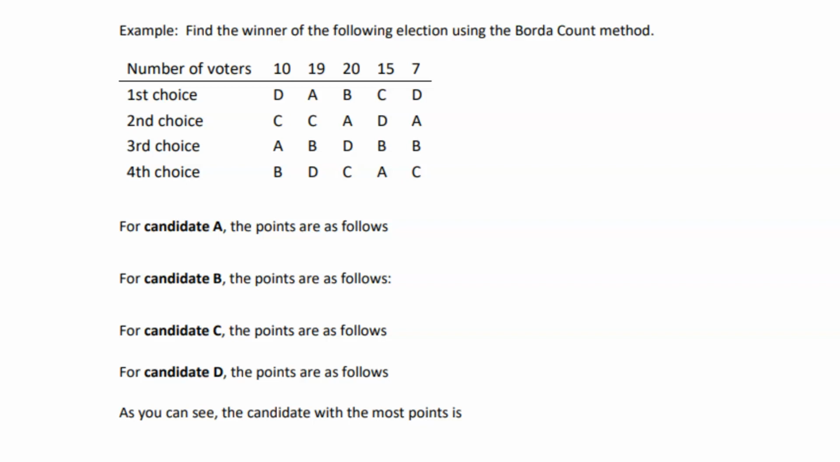Let's go over the Borda count method. Here we have a preference schedule. For example, we have 20 people that voted B in first place, A in second place, D in third place, and C in fourth place.